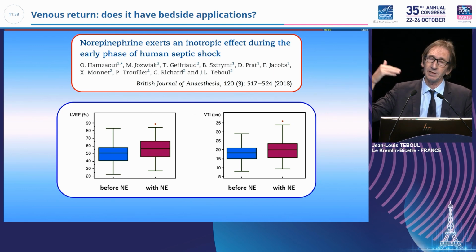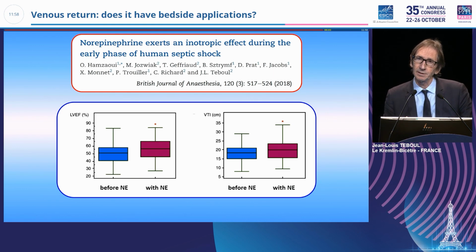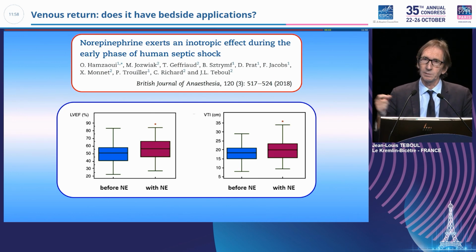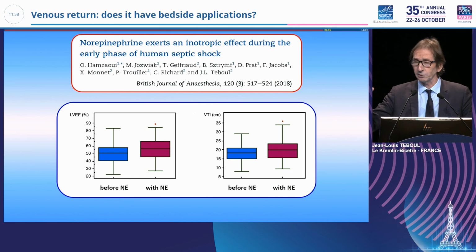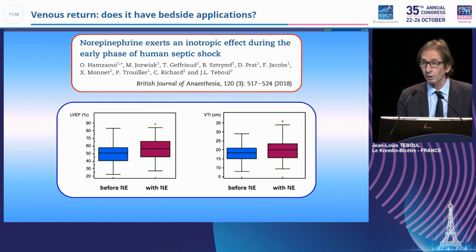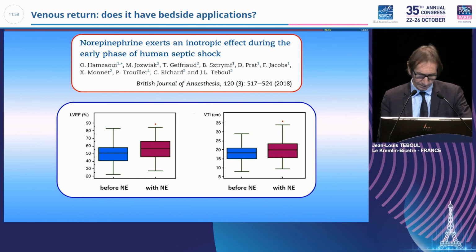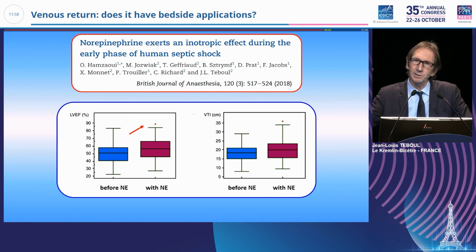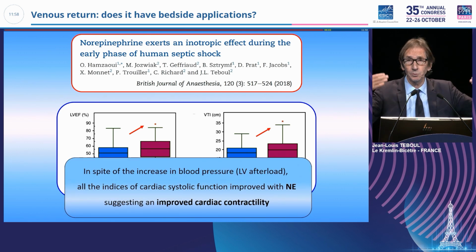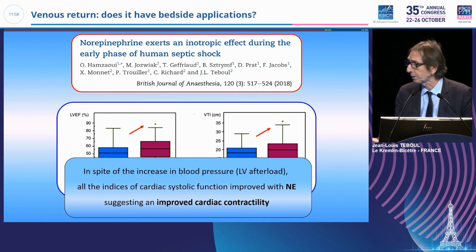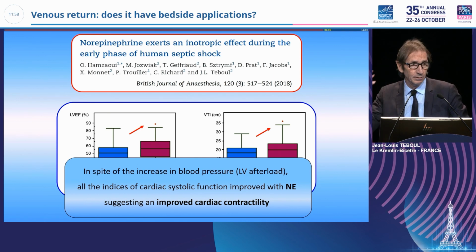And this is what we confirm in this study with Olfa Mzaoui and others. We gave norepinephrine very early in the course of septic shock, and we measured echocardiographic variables: left ventricular ejection fraction, velocity time integral, and other indices. We observed that norepinephrine was able to increase LVEF and velocity time integral, and we also observed these effects in spite of an increase in afterload of the left ventricle, because the systolic arterial pressure, as said by Olfa Mzaoui, increased with norepinephrine.